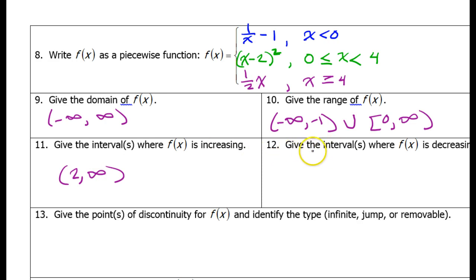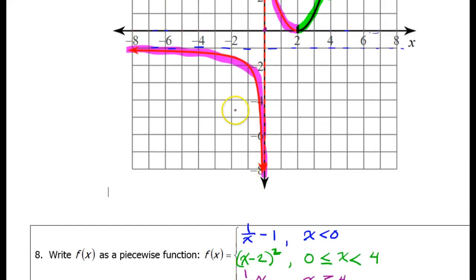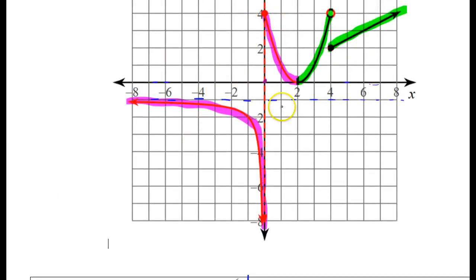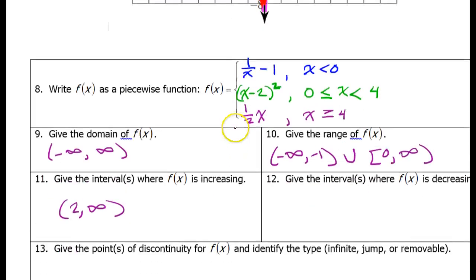Now, give the intervals where f of x is decreasing. So what is the domain of the red part, the decreasing part? That's going to be negative infinity to 2. All right, negative infinity to 2.